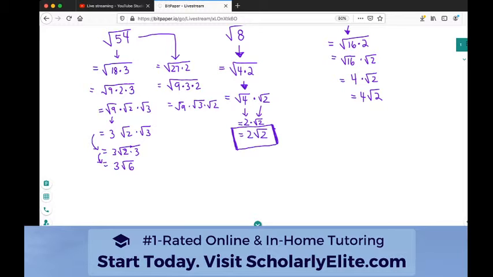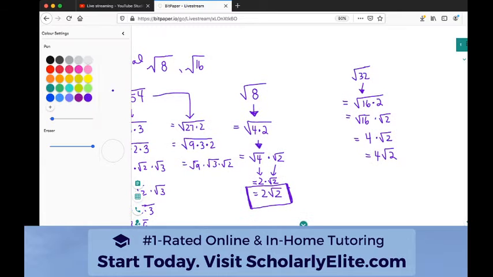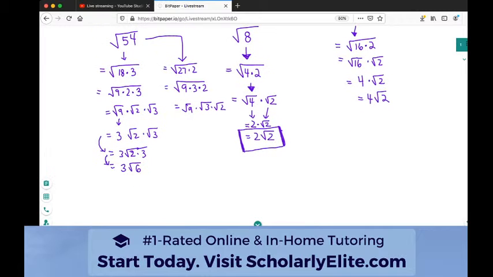And if we recall, this is what an entire radical looks like right there. And then a mixed radical, an example of a mixed radical are any of these answers that we just got. So I keep pressing the wrong button. This is a mixed radical because there's a coefficient in the front. This is a mixed radical. This is a mixed radical.